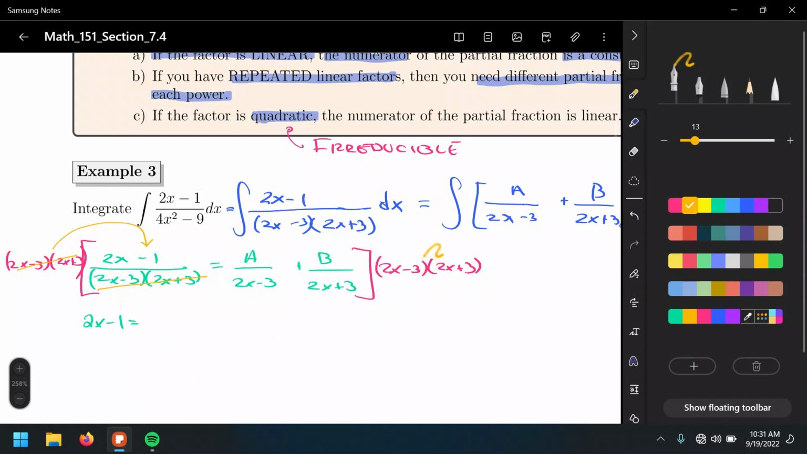So 2x minus 3 times 2x plus 3, multiply with the first fraction, see how the 2x minus 3's are going to get cancelled, leaving us with a times 2x plus 3. Plus, let's do the same, distribute on the second term, but this time see how the 2x plus 3's terms get cancelled, leaving us with b times 2x minus 3.